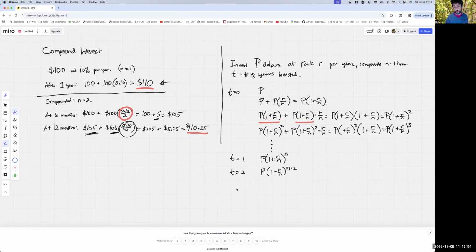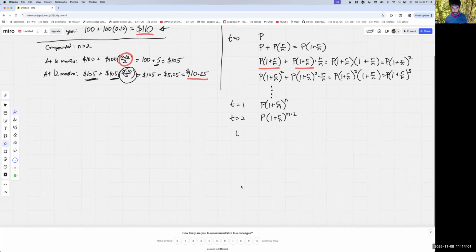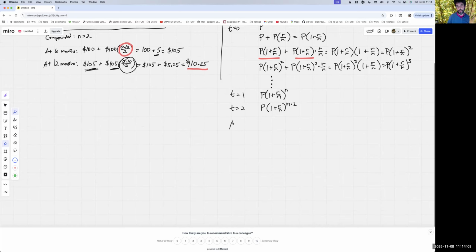So in general, after T years, we will have P times 1 plus R over N to the NT. I'm just going to give this a name. This is a function.